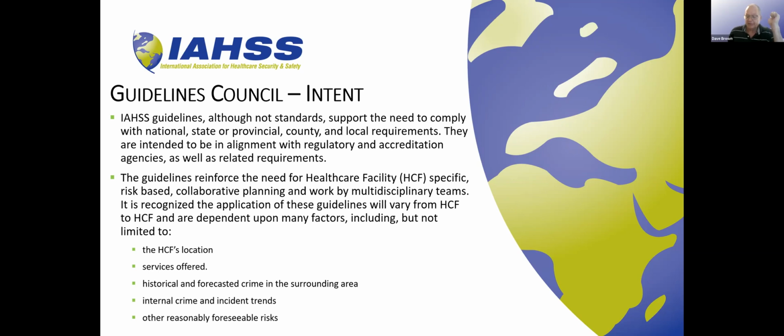It's recognized that the application of these guidelines will vary from healthcare facility to facility, and it depends on many factors. These types of variables go into every guideline that we create. We need to know about the healthcare location, the services offered at your location, the historical and forecasted crime in your area, internal crime and incident trends, and other foreseeable risks. Our goal, our mandate really, is to create guidelines which will apply to even a small rural hospital all the way up to an urban hospital.